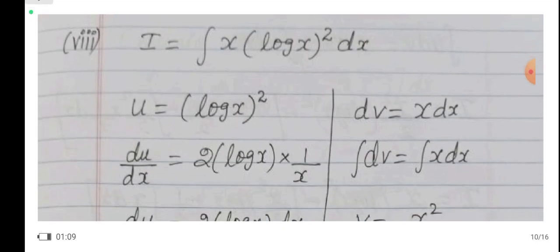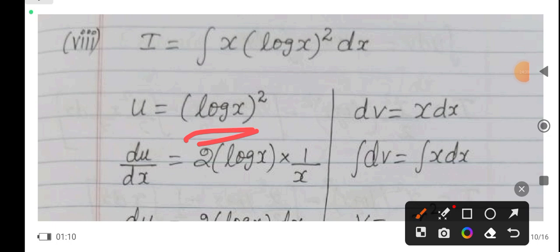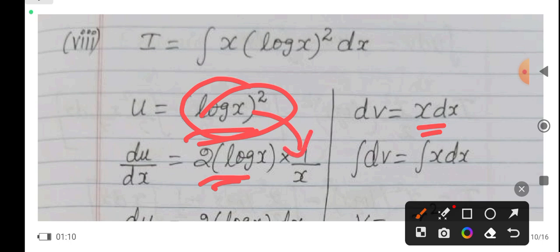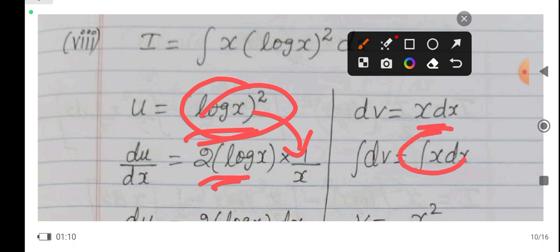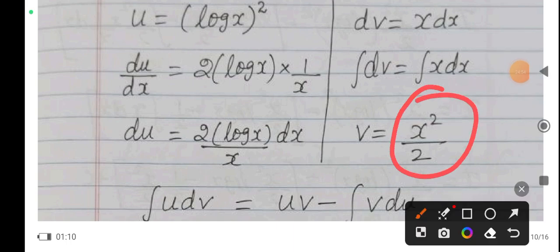Easy children. Eighth one, I equals to integral x log x the whole square dx. How to do here now? As usual, u is log x the whole square, then dv is x dx. So we all know x square differentiation 2x, so log x the whole square differentiation is 2 log x, then log x differentiation is 1 by x. Then you're going to integrate the dv, x integration you want to find. So the x integration is x square by 2. So 2 log x by x. Division dx goes the multiplication, so only got here.